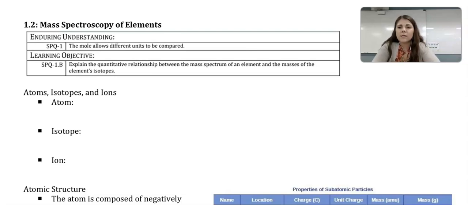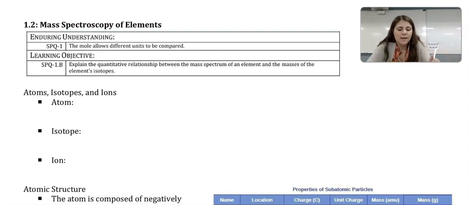In this objective, we're looking at 1.2 mass spectroscopy of elements. So our learning objective is to explain the quantitative relationship between the mass spectrum of an element and the masses of the element's isotopes. So let's recap and refresh ourselves on the three definitions from our basic chemistry class.